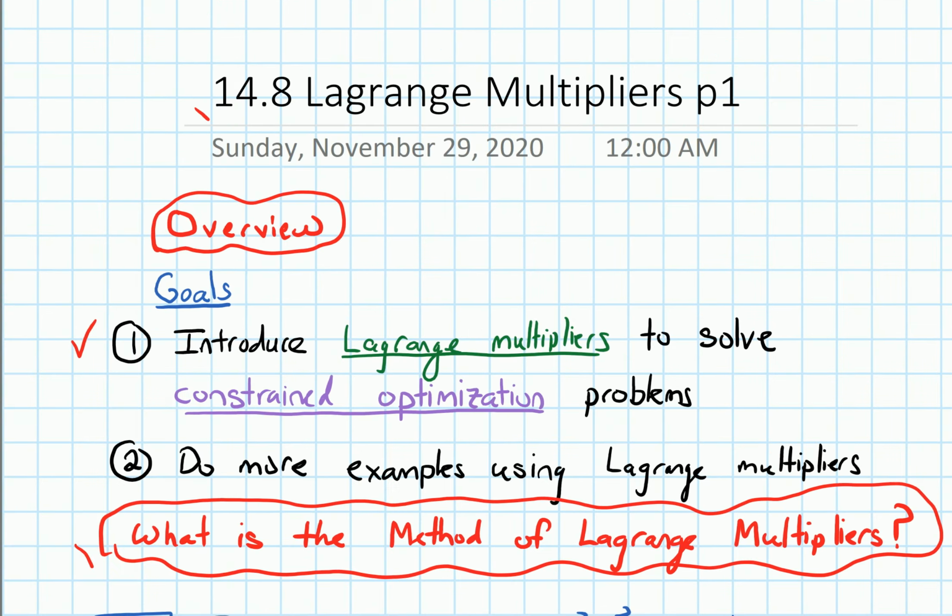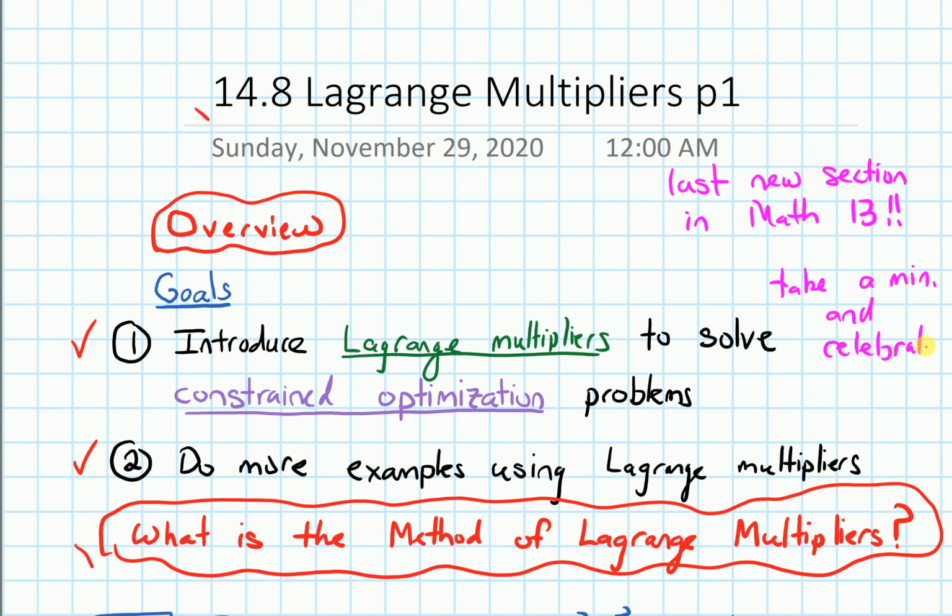All right, so in terms of our goals for this section, we have finished our last goal over the course of these few videos. We've done more examples getting comfortable with the method of Lagrange multipliers. And what I want to leave you with is, this was our last new section in Math 13. In our class, this is our last new section to cover. So take a minute and celebrate. This is an awesome achievement. We've made it essentially to the end of all of the new content in our class. So take a minute, celebrate.